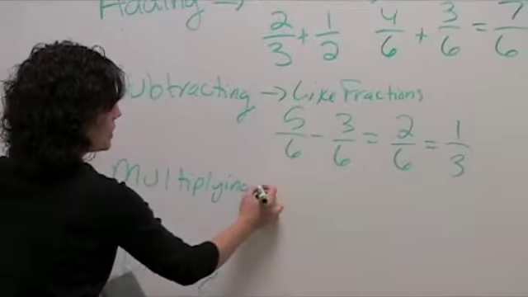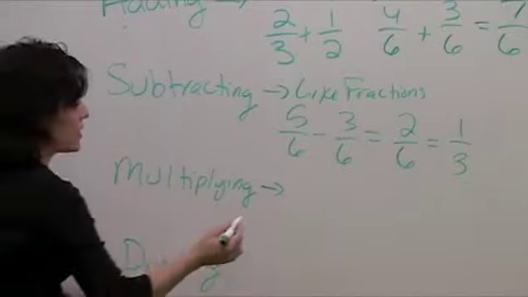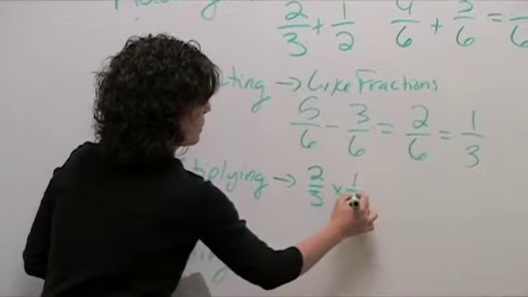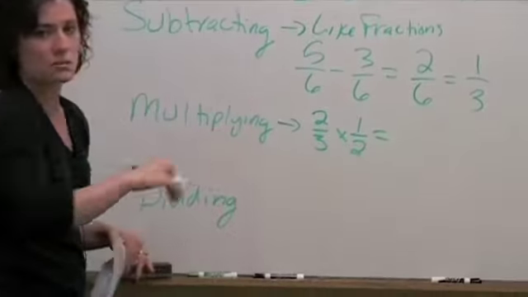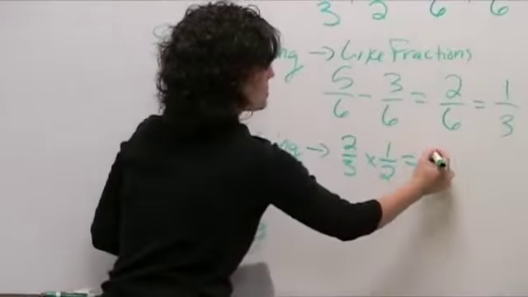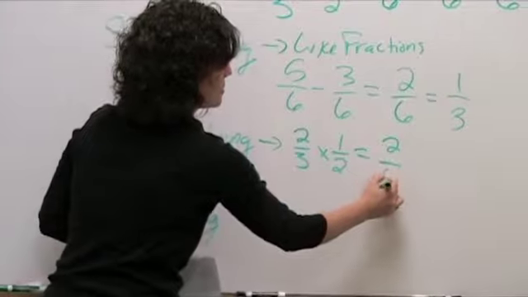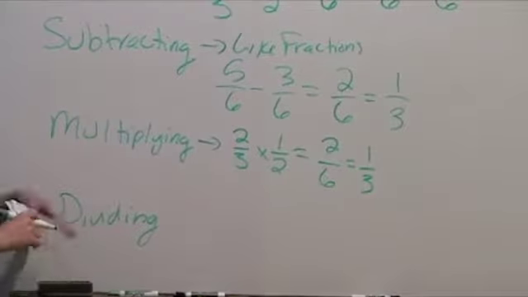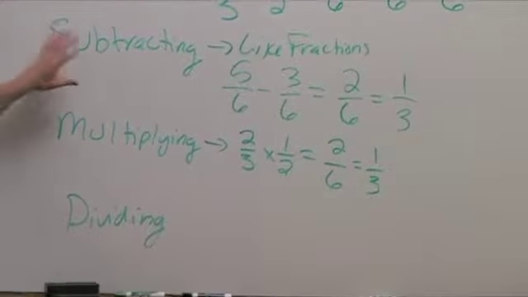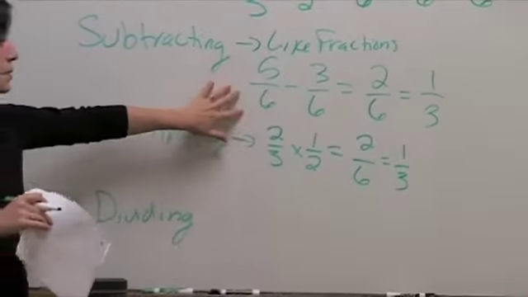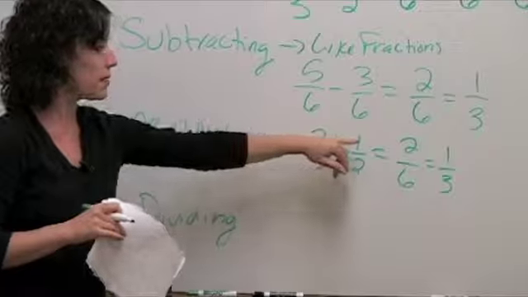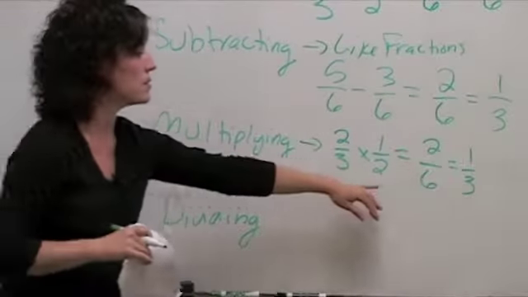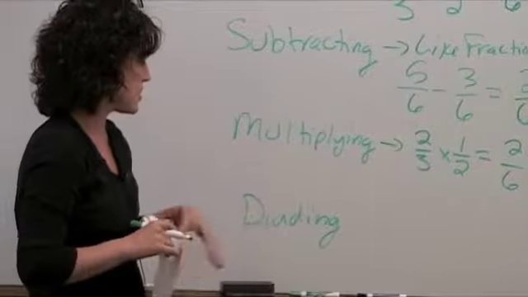Okay, multiplying, you do not need to have like fractions. So if I have 2/3 and I'm multiplying it by 1/2, I simply multiply across. So 2 times 1 is 2, 3 times 2 is 6, and then I can reduce it down to 1/3. With multiplying, it's different than adding and subtracting. I don't need to get my like fractions. I can just multiply across the top, multiply across the bottom, and then I get my answer, and I make sure I always reduce my answer down.